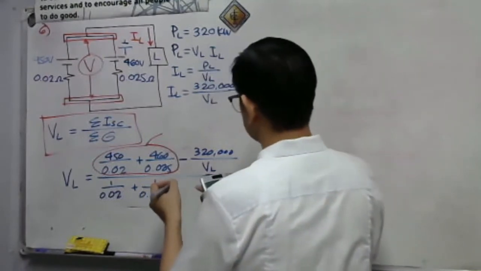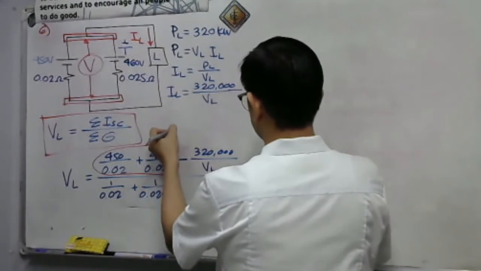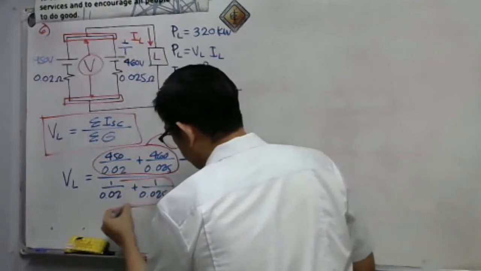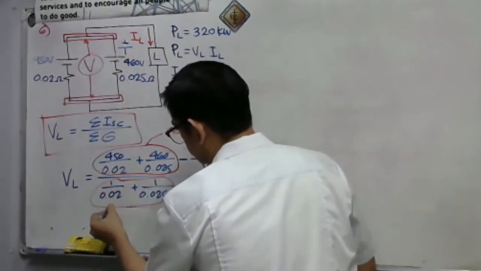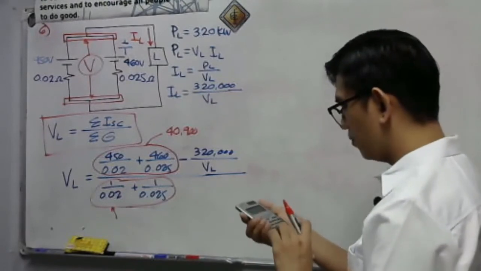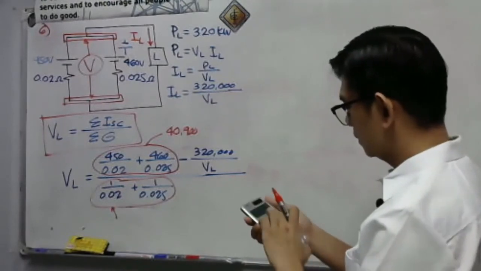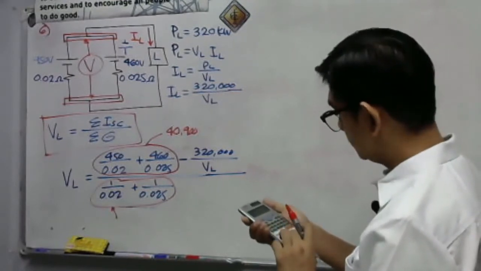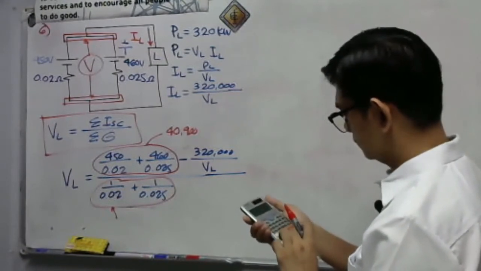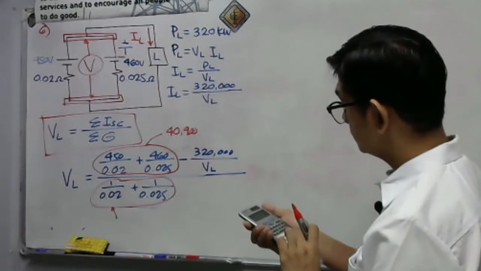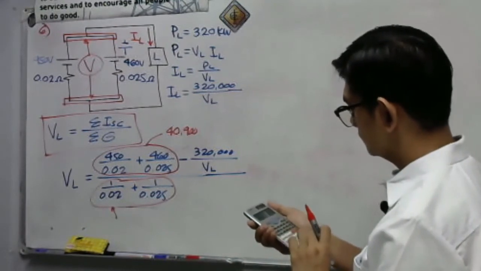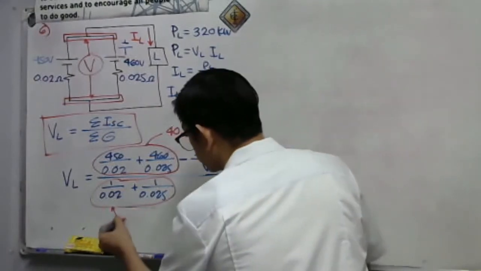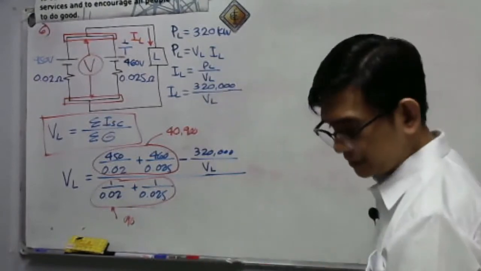Okay, so this is actually, what about the denominator: we have 1 over 0.02, then plus 1 over 0.025. So the answer is 90. So that is 90. Okay.